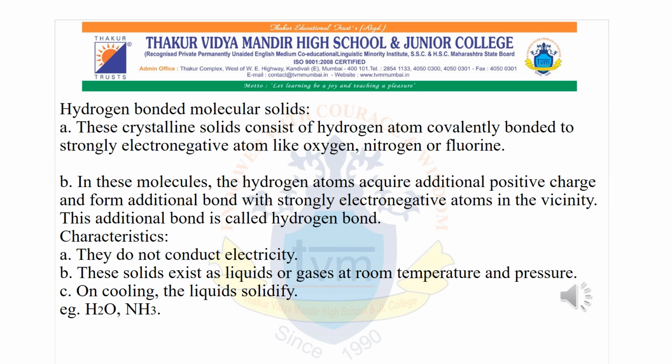Characteristics of hydrogen bonded solids are that they do not conduct electricity. These solids exist as liquid or gaseous at room temperature and pressure. On cooling, the liquids solidify. Examples of these are water and ammonia.